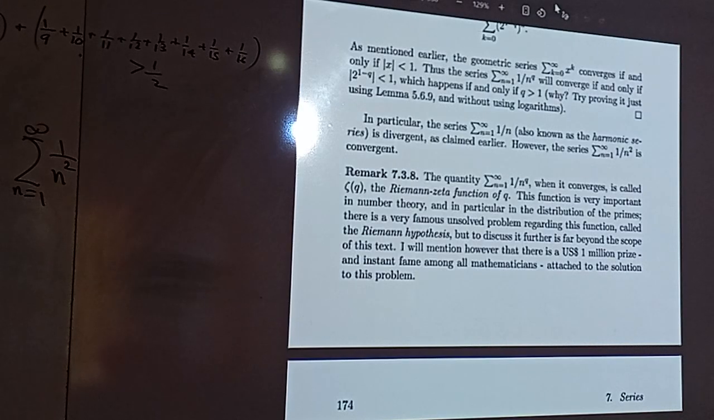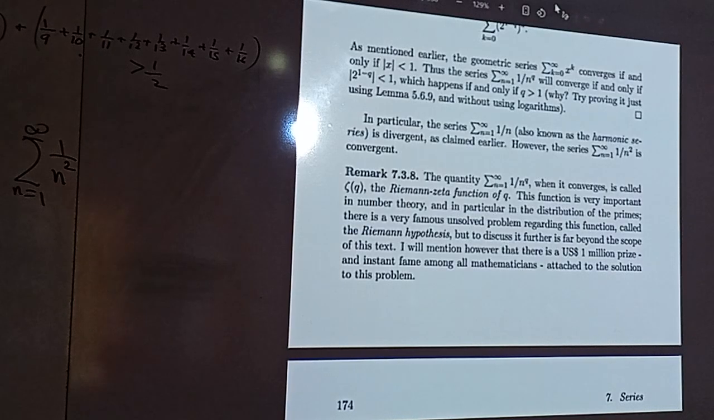This function is very important in number theory. Very important. And in particular in the distribution of the prime numbers. The distribution of the prime numbers is not known. Prime numbers are very difficult actually. Extremely difficult. There is a very famous unsolved problem regarding this function, called the Riemann hypothesis. But to discuss it further is far beyond the scope of this text. I mean, we cannot even write that thing.